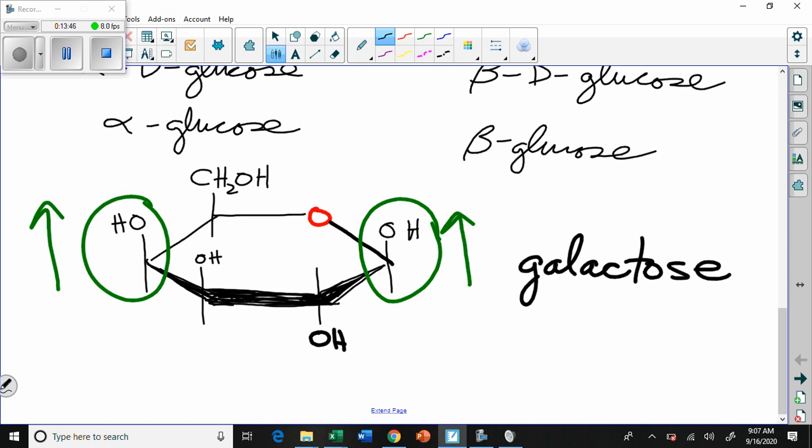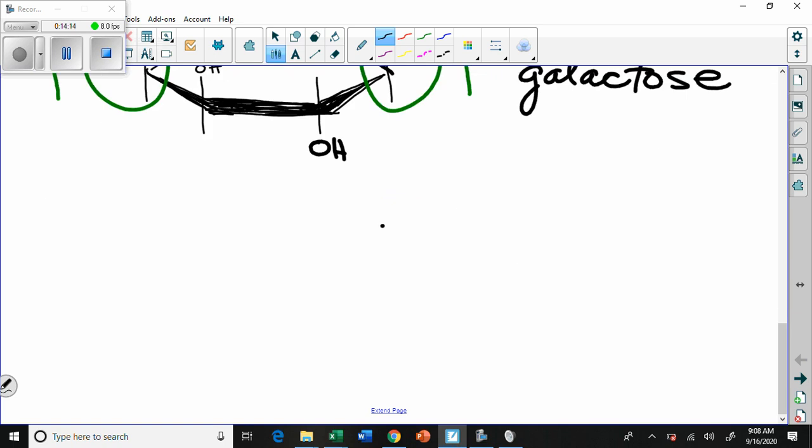It's only these two things on the end, and they're up and down positions. Both down, alpha glucose. One up, one down, beta glucose. And it's actually the left one down and the right one up. Okay, that's important. And then if both up, it's called galactose. Yay, organic chemistry. And so these are all isomers of glucose. I'm also going to show you another isomer of glucose that's going to be quite important to us.